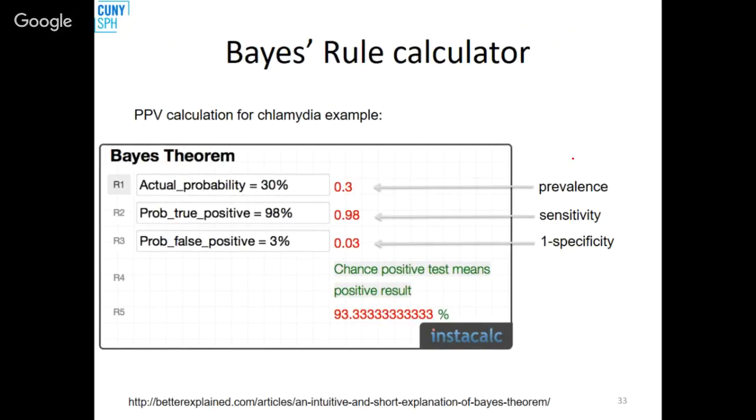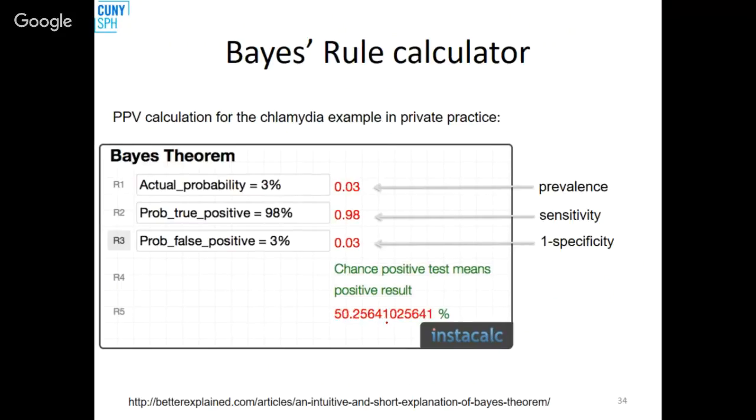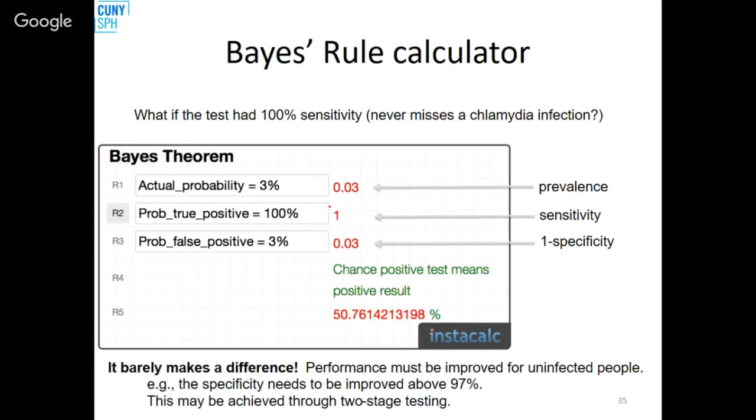So I took those sensitivity and 1 minus the specificity from that chlamydia example, and with the high prevalence, got this positive predictive value, the chance that a positive test means a true positive result, of 93%. Then going to the lower population, it goes down to 50%, like we saw.